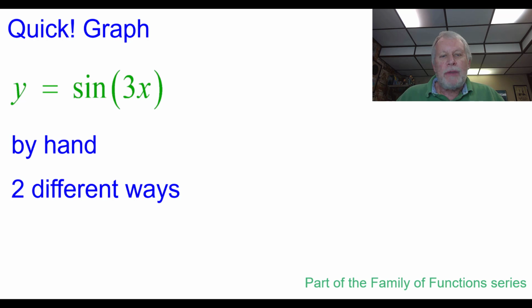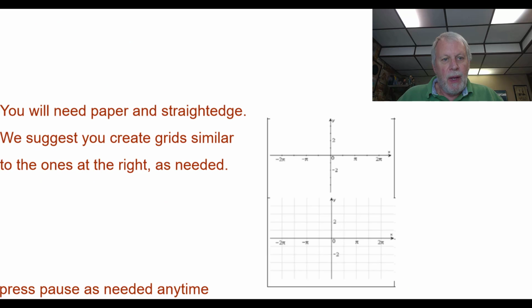Quick, graph y equals a sine of the quantity 3 times x by hand 2 different ways. This is part of the family of functions series. You will need paper and straight edge. We suggest you create grids similar to the ones at the right as needed, and press pause as needed anytime during this video.